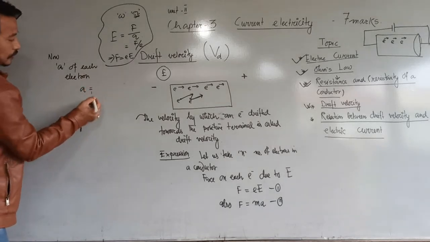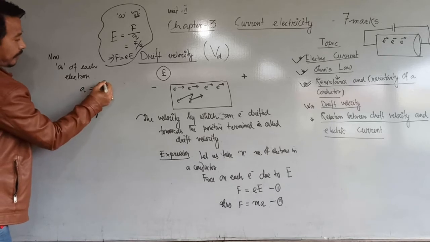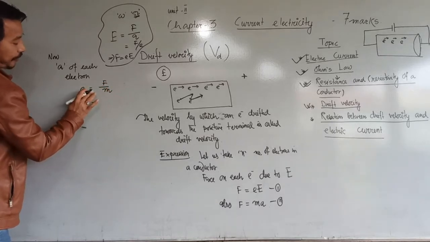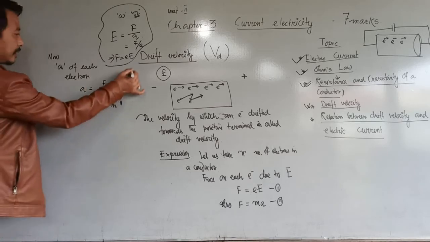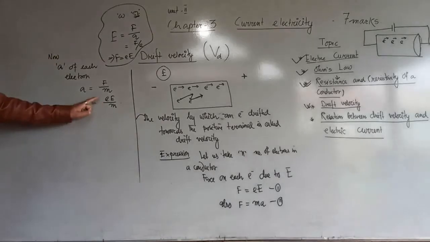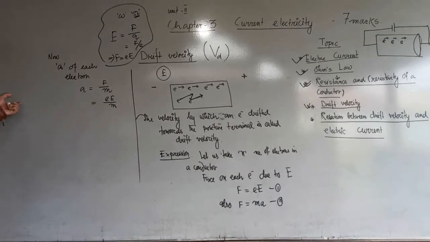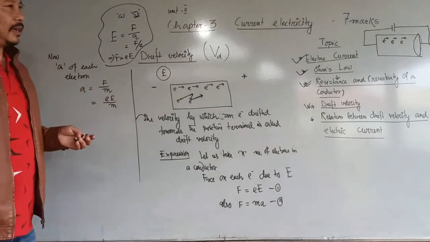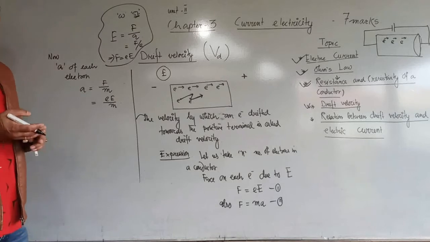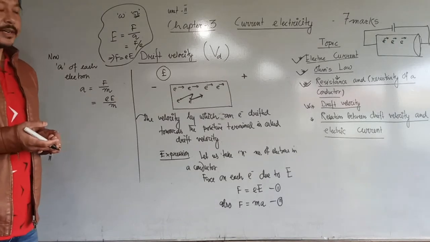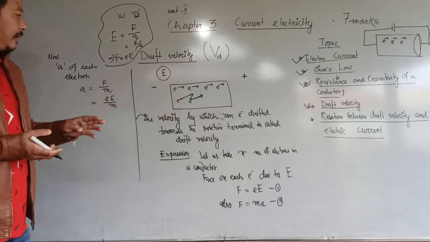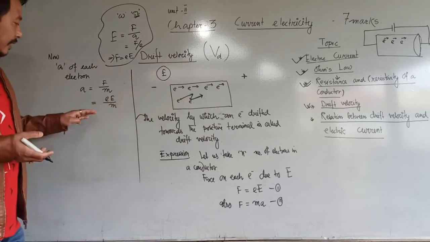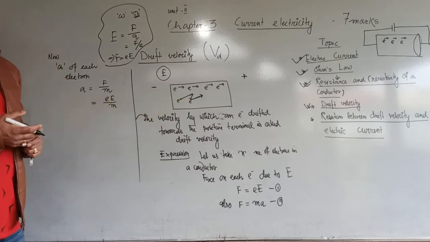a is equal to F by m. Acceleration means the rate of change of velocity, and velocity can change either by increasing or decreasing the magnitude or by changing the direction of the motion. When the electrons experience that, the electron becomes accelerated. So that acceleration is given by eE by m.